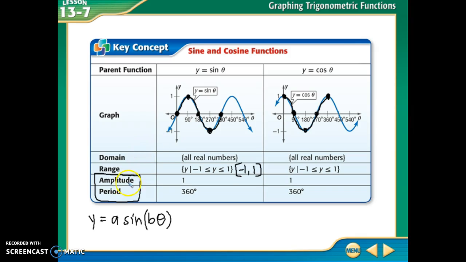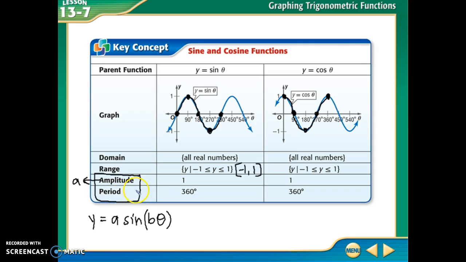So our amplitude for all of our trig functions is just a, whatever a is. Now remember, we don't consider height to be a negative number, so we really just look at the absolute value of a. So if it was a -1/2, we would just use the 1/2. So that's going to tell us how high it comes above the x-axis and how low it goes below.